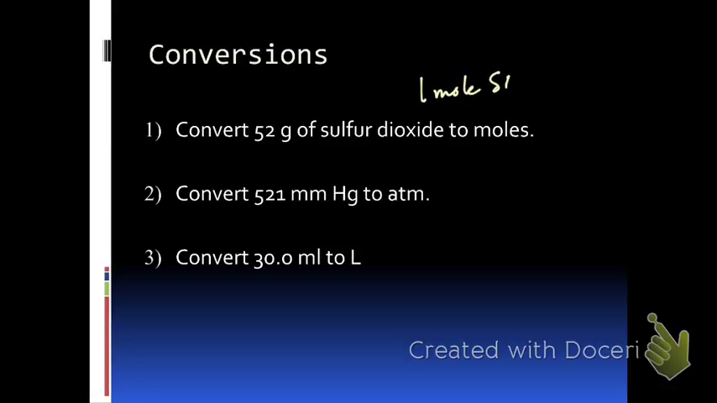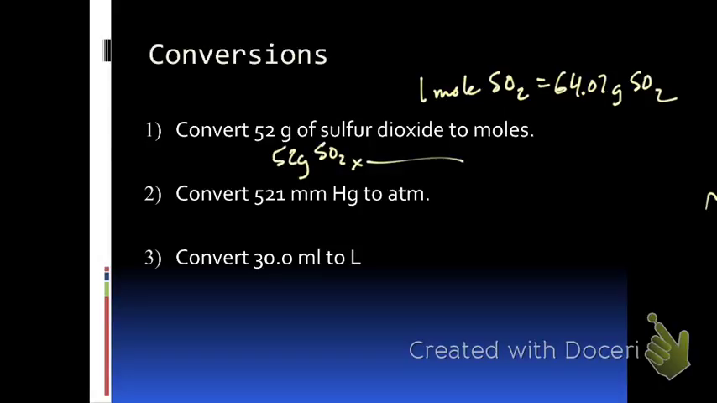So 1 mole of sulfur dioxide is equal to 64.07 grams of SO2. So I would start with my 52 grams of SO2. And we know that 64.07 grams of SO2 is to 1 mole of SO2. Divide the two, and you get 0.812 moles of SO2, with 2 sig figs because I started with 52 grams.